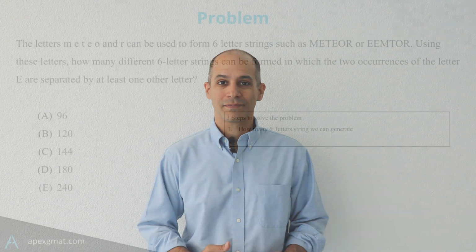The challenge here is that we're given some special circumstances for what would be a success or a failure. That is, we're not allowed to have 2 E's in a row. And we can tackle this problem from 2 different directions, ultimately with the same solution path.